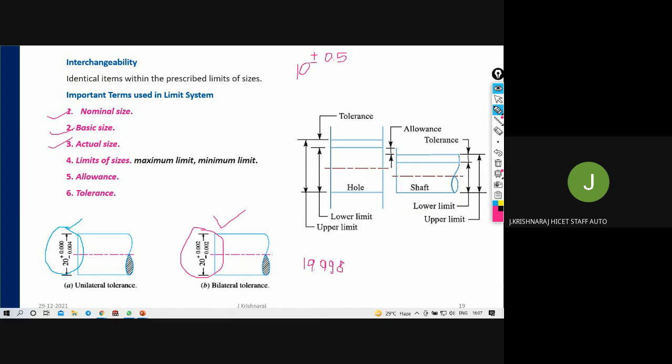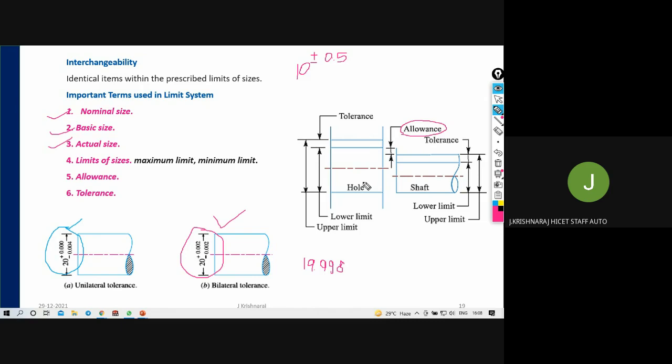We can look at this diagram. I'm just drawing a circle. Here there are two mating components, a shaft and a hole. The hole is larger than the shaft. Both the shaft and the hole have an upper and a lower limit. The allowance is the algebraic difference between the lower limit of the hole and the upper limit of the shaft, because the shaft is inserted inside the hole. The distance in between is called the allowance.